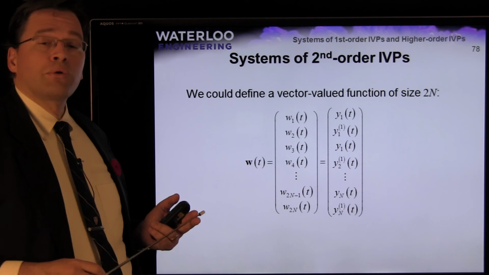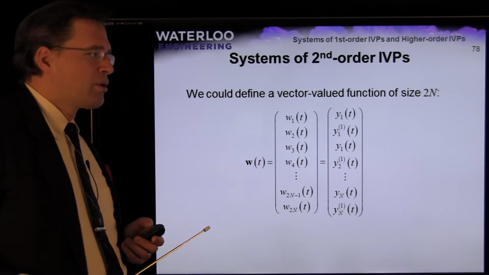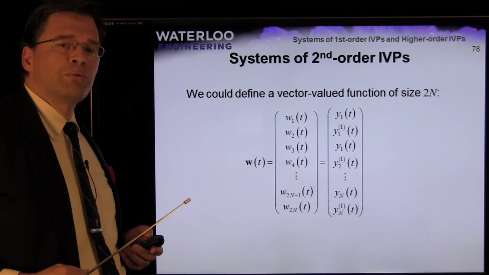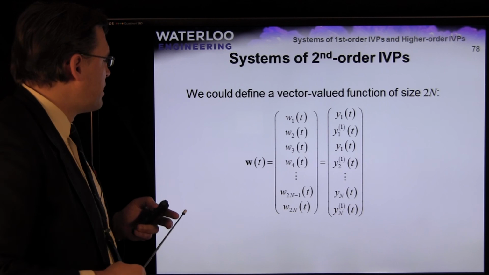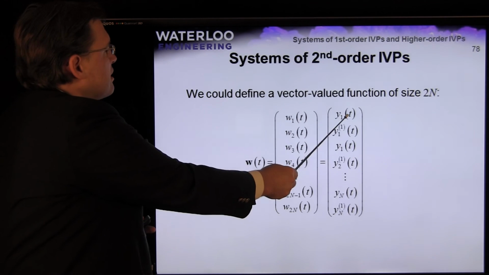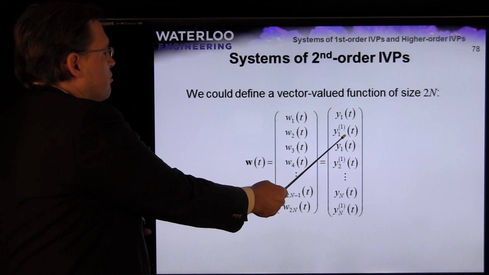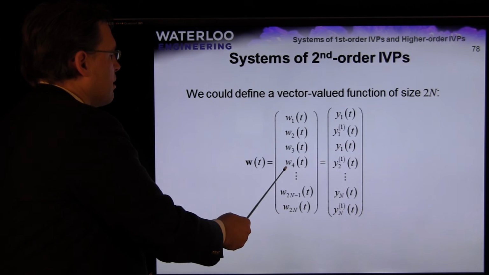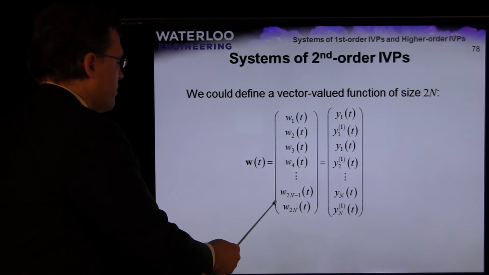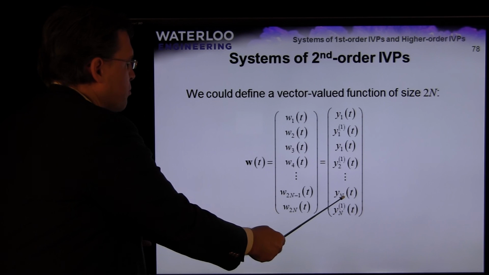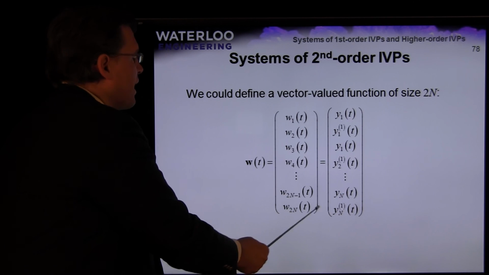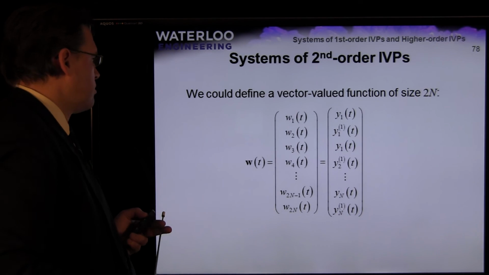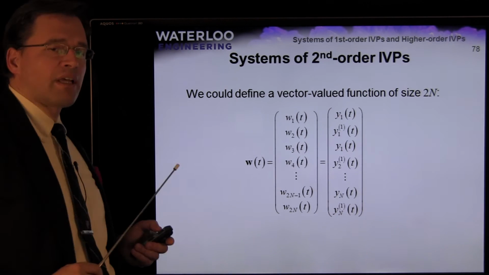Well, in this case, we're going to do exactly the same thing. We're going to define a vector of w functions that are unknown, which we will try to approximate. And w1 is just y1. w2 is the derivative of y1. w3 is y2. w4 is the derivative of y2. w2n minus 1 is just yn. w2n is the derivative of yn. Note the error here, this should be a 2. I'll fix that in the slides.